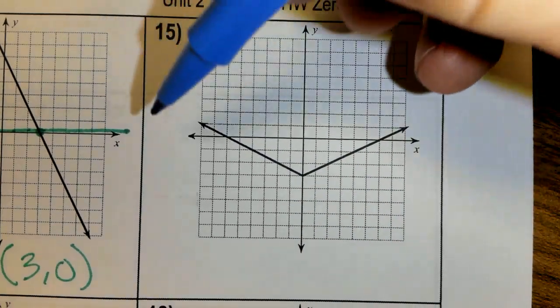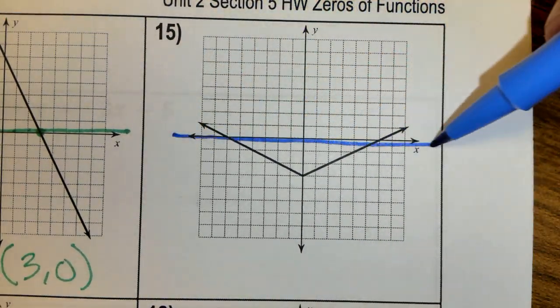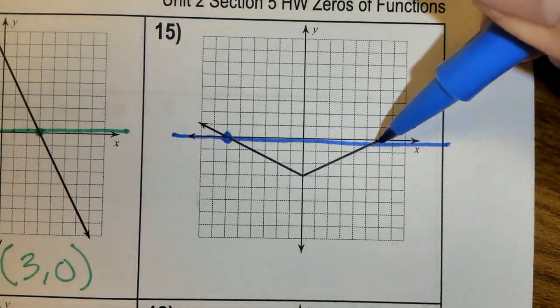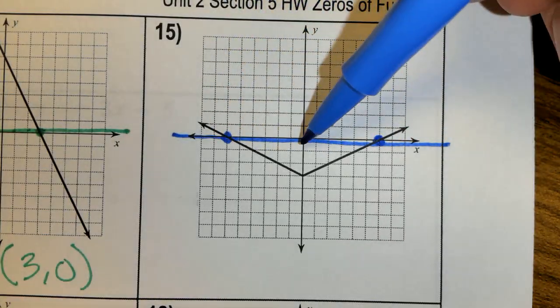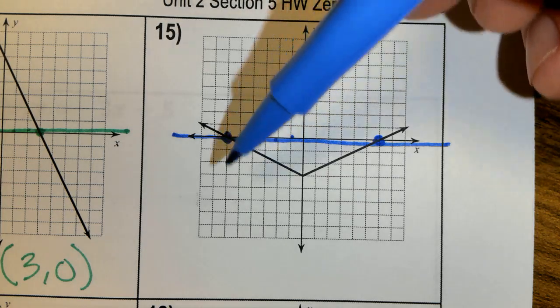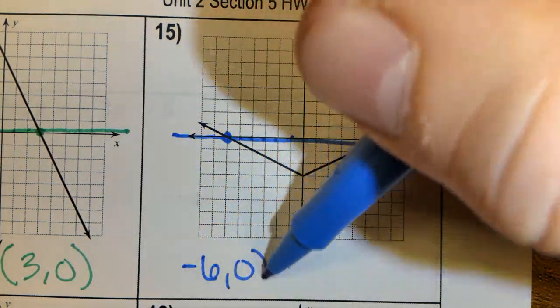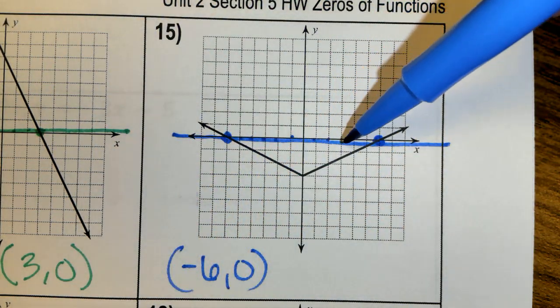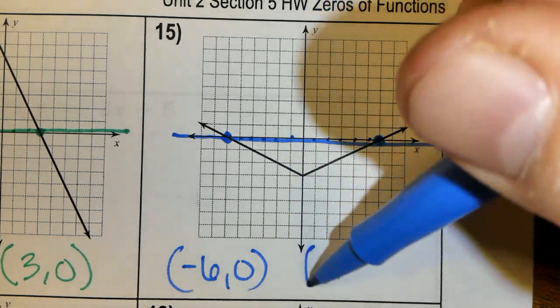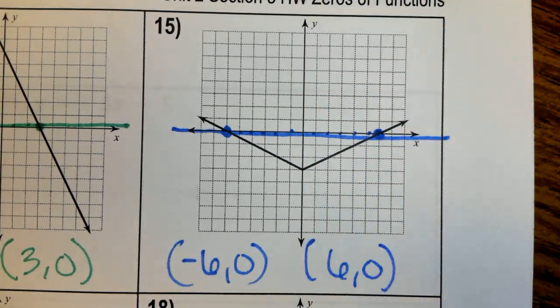Okay, 15. Here's my x-axis. I cross here. So I have 1, 2, 3, 4, 5, -6, comma 0. 1, 2, 3, 4, 5, 6, comma 0. And that's it. I have nothing more to teach you.